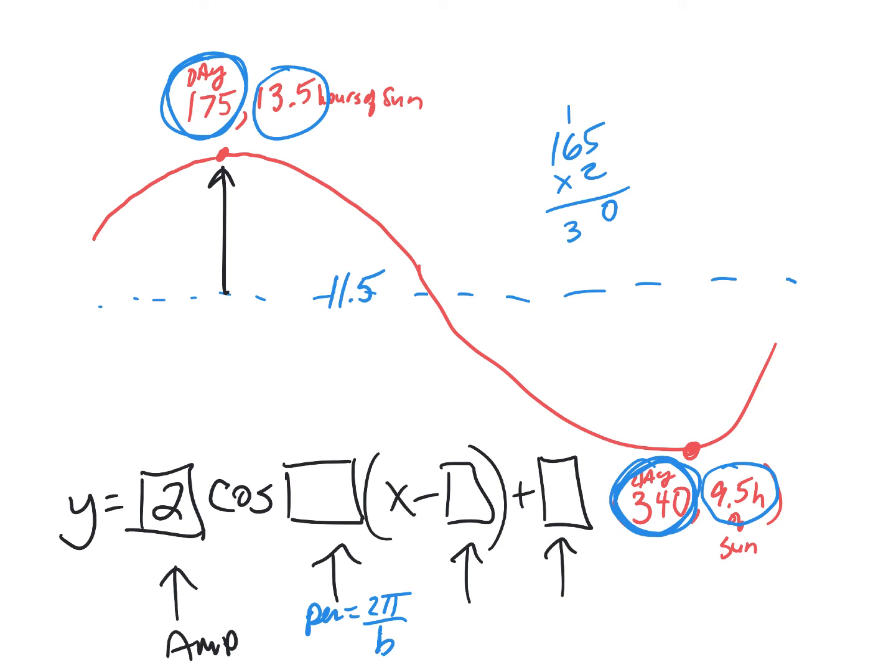So 2 times 165 is 330. Is that right? Yay. Okay, so 330 is the period. It should really be more close to 365, but 330 goes here. 330 equals 2 pi over b. So then b equals 2 pi over 330.